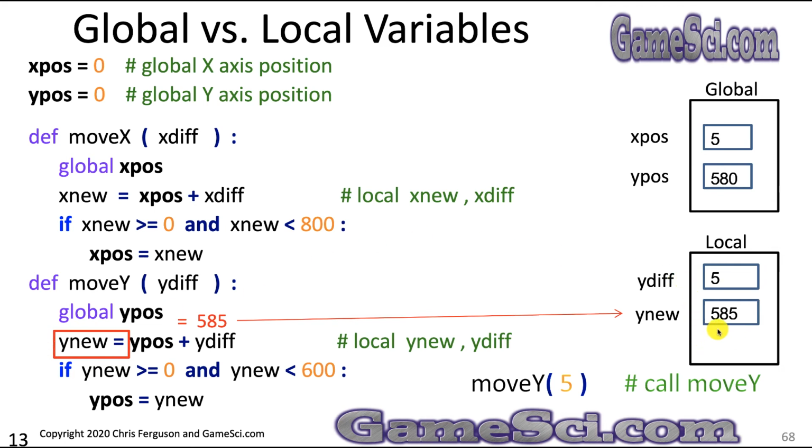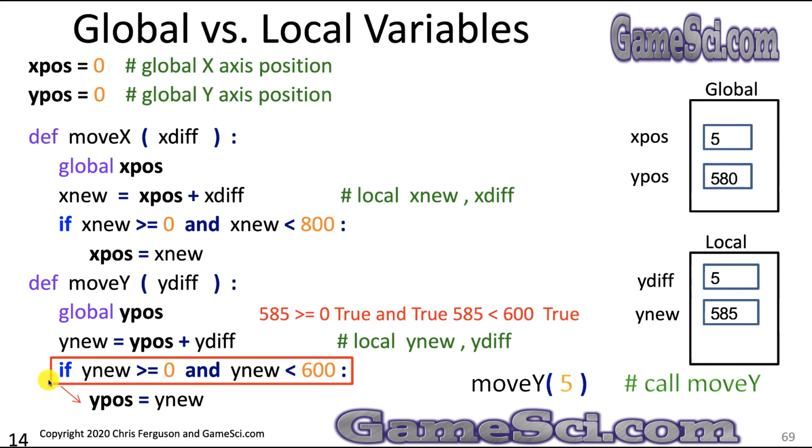Now look at that local variable. It has a new value, 585, in it. It looks like we're going to test that to see if it's good. On the next line of code, we have an if statement. If ynew is greater than or equal to 0 and ynew is less than 600. We want to keep ynew between 0 and 600. If it's between 0 and 600, we're happy with it. This happens to be a true statement. 585 greater than or equal to 0 is true, and 585 less than 600 is a true statement. True and true evaluates to true, so this is a true if statement.